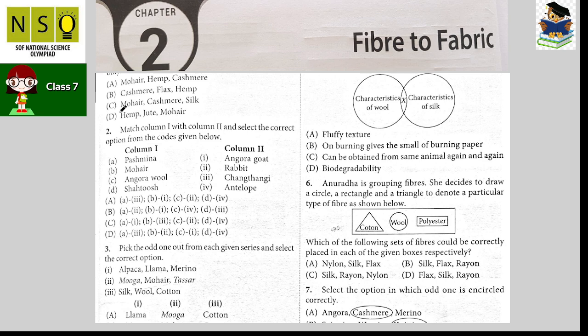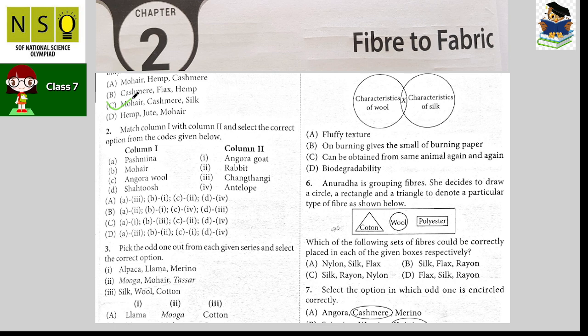So let's start with question number 1. What question number 1 says: select the option that contains names of animal fibers only. So what are the options? Option A is mohair, hemp, Kashmiri. B is Kashmiri, flax, hemp. C is mohair, Kashmiri, silk, and D is hemp, jute, mohair. So we see that option C is the correct answer, because mohair, Kashmiri and silk are animal fibers, whereas hemp, flax, jute, as you all know, are plant fibers.